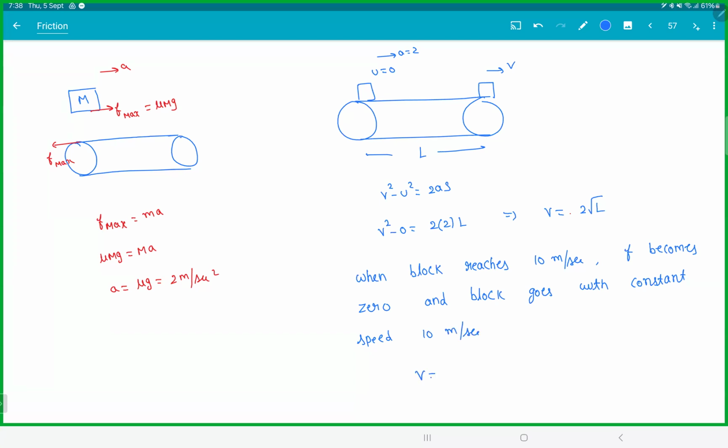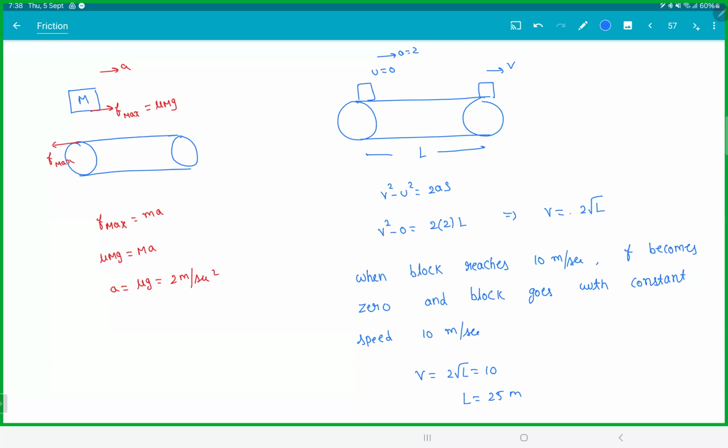That means when I take v, 2 root L is equal to 10, I get length of the conveyor belt is 25 meters. So building a conveyor belt of length more than 25 meters is useless, isn't it? You're not gaining any more speed. I hope that is making sense. So if the length of the conveyor belt is less than 25, then the speed will be 2 root L. But if the length of the conveyor belt is greater than 25, your speed is 10. Is that making sense, everyone?